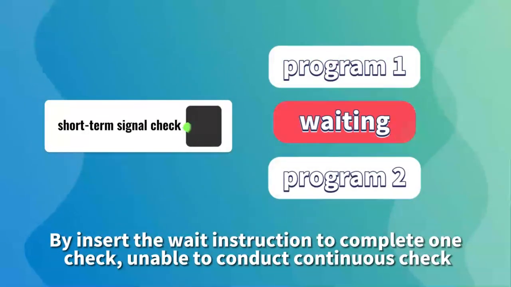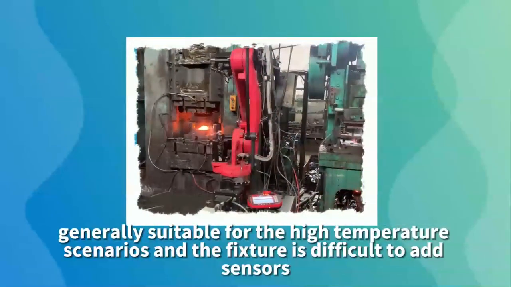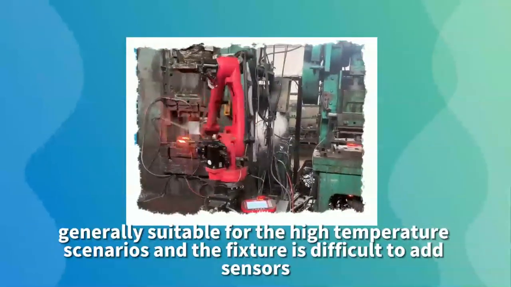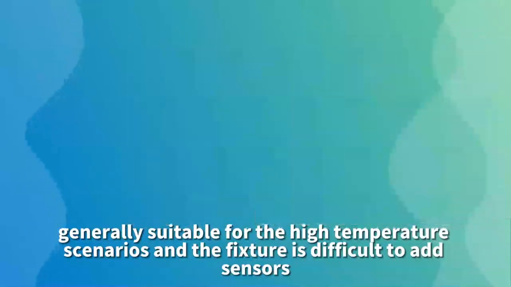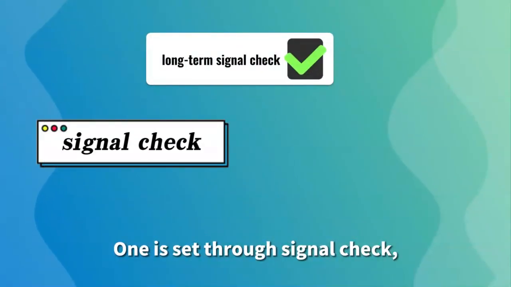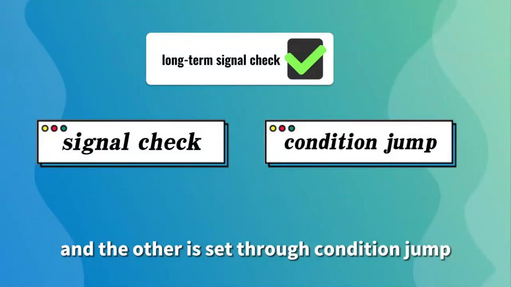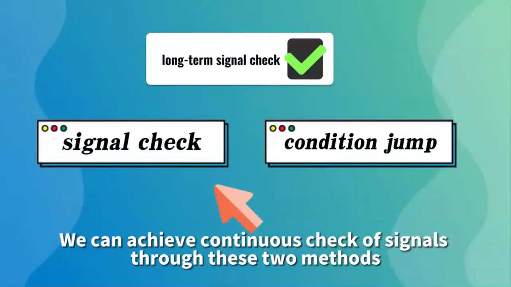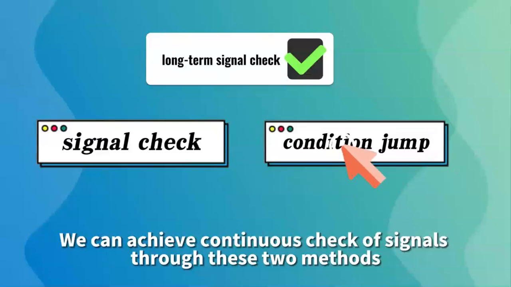Long-term signal check enables continuous checking, generally suitable for high temperature scenarios and where the fixture is difficult to add sensors. There are two check methods for long-term signal check. One is set through signal check, and the other is set through condition jump. We can achieve continuous check of signals through these two methods.